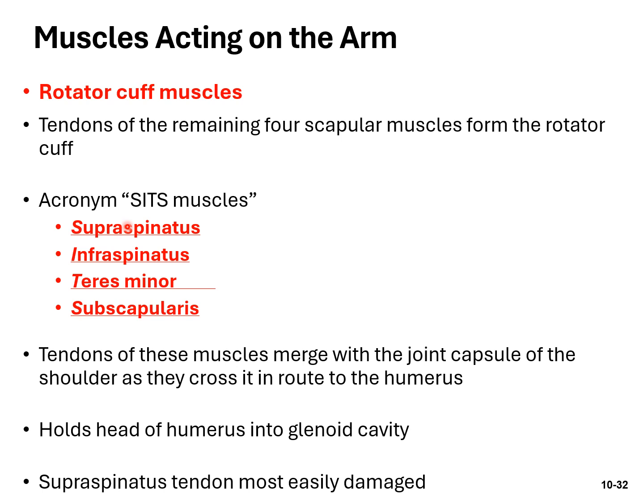Supraspinatus is in the supraspinous fossa. Infraspinatus is in the infraspinous fossa. Subscapularis is in the subscapular fossa. So if you knew the fossas on the scapula, your rotator cuff muscles are extremely, extremely easy.